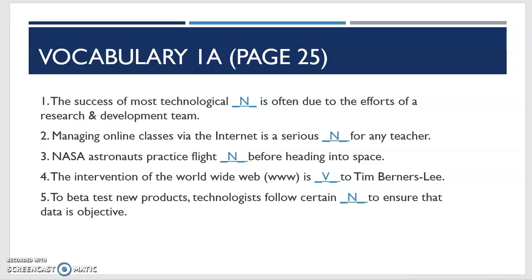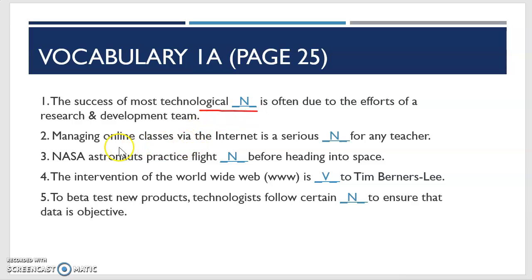Now I can look at this list. I see that I actually have a lot of nouns with a few verbs, but it'll be easier for me to guess the vocabulary word when I know the part of speech. So let's match them. For number 1, the success of most technological, and maybe you know that I'm going to use here a word like innovations to talk about technology. Technological innovations. Those would go together.